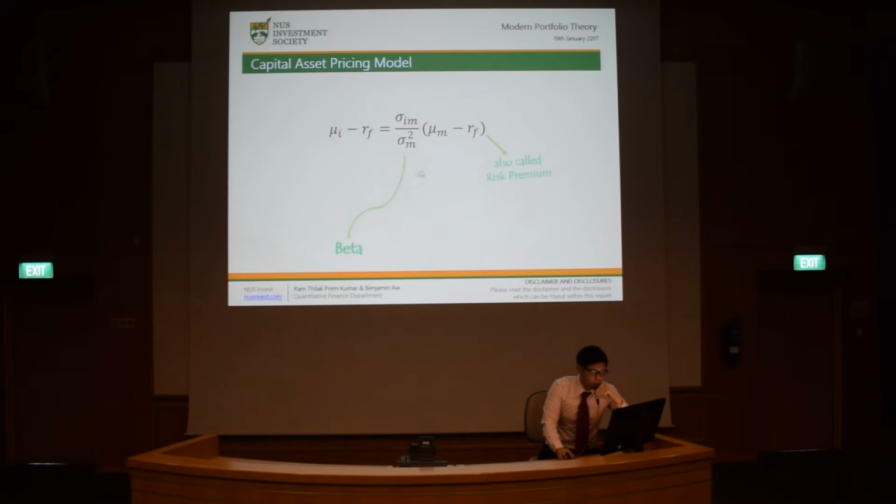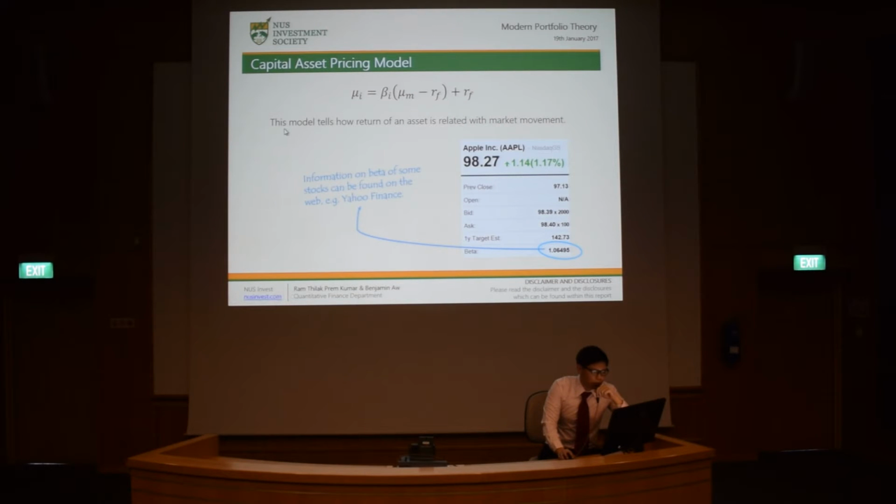This term over here we call the beta, and this we call the market risk premium, because this is how much the returns of the market are over how much the risk-free rate is. So it's a premium. This is called your CAPM model. The model tells you how much an asset is related to the market movement. Your beta can actually be found on Yahoo Finance. It'll be over here. Actually, most financial websites will have a beta.